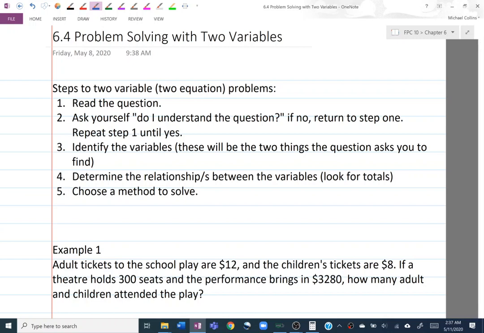Step one seems obvious: read the question. Step two is probably the most underrated step in all word problems. Ask yourself, do I understand the question? If not, return to step one. Repeat step one until yes. Sometimes you have to read the question 4 or 5 times till you really understand what's going on.